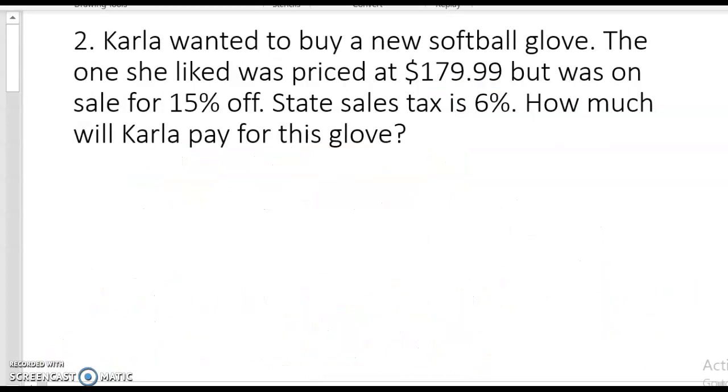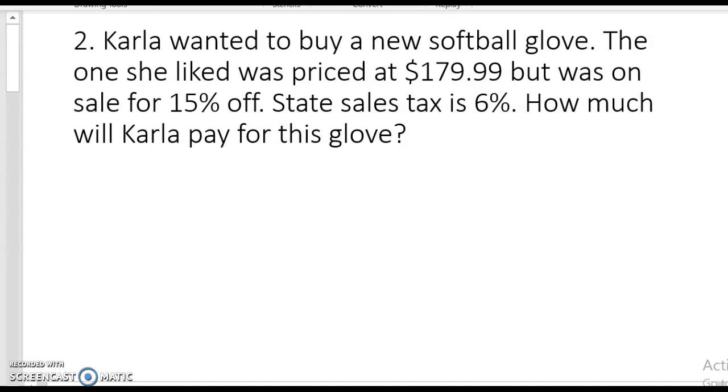All right, let's do one more quick example. Carla wanted to buy a new softball glove. The one she liked was priced at $179.99. That's actually cheap, but it was on sale for 15% off. I guess it depends on the brand. But state sales tax is 6%. How much will Carla pay for this glove?